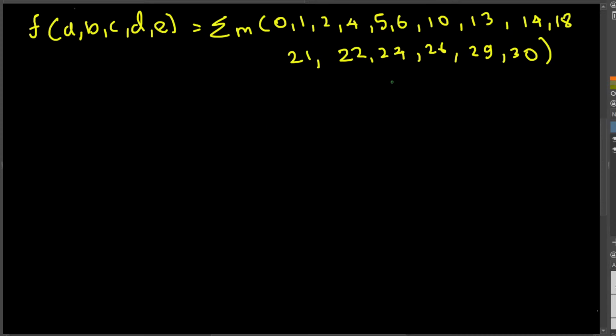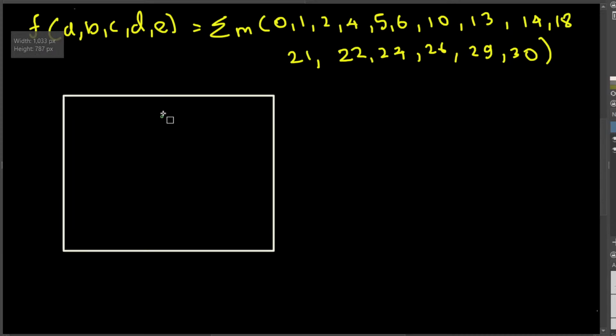Now we don't have a K-map for 5 variables, but what we can do is take two 4-variable K-maps. Let's draw that one. Let's say we actually take two 4 input K-maps.